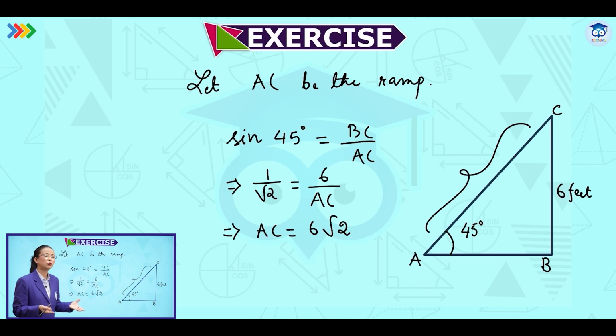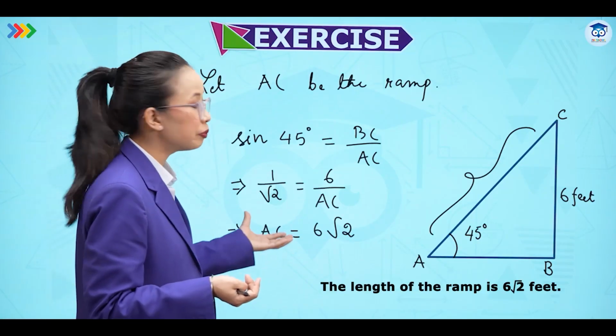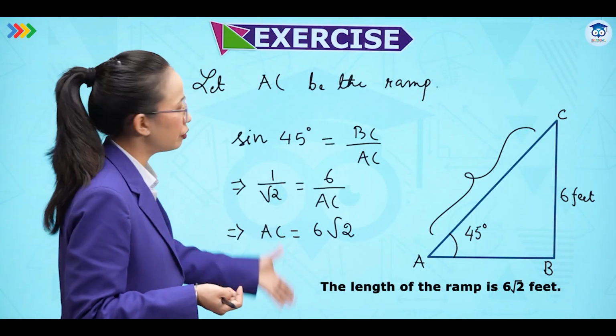So root 2 value is 1.414. It's an approximate value again. So you can multiply and write the answer, or else you can leave the answer as like this. Okay, so both the ways are acceptable. So the length of the ramp that he is going to make is 6 root 2 feet.